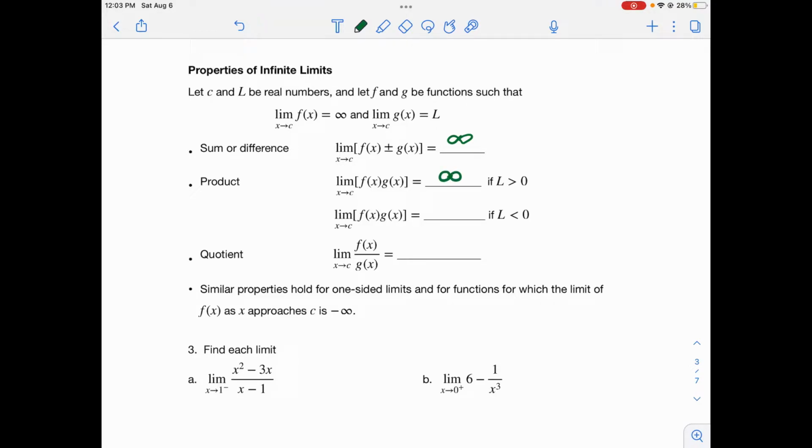We don't have double, triple infinity, okay? Now, what if L is a negative number? Well, then we're going to have infinity times a negative 2. So that's going to give us negative infinity. So the infinity sign switches.